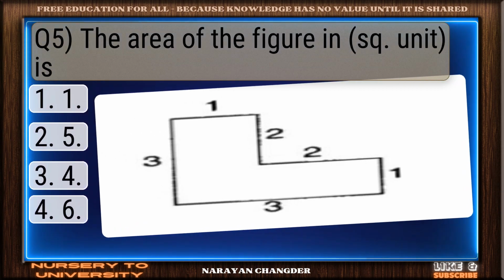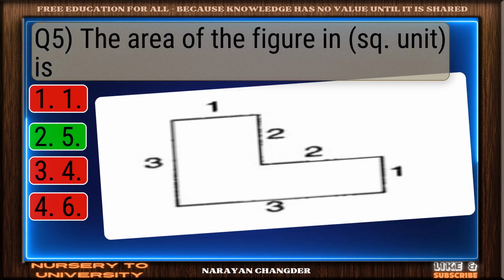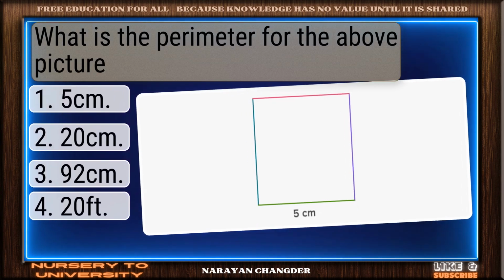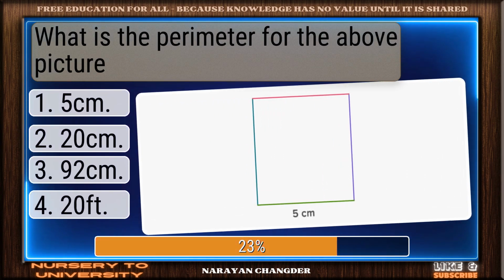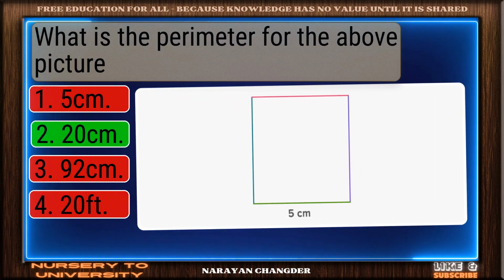Q5. The area of the figure is. Strong choice. 5 is the right answer. What is the perimeter for the above picture? Solid response. 20 cm is a valid answer.